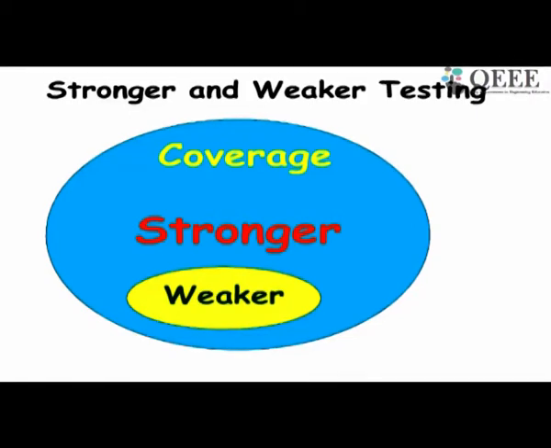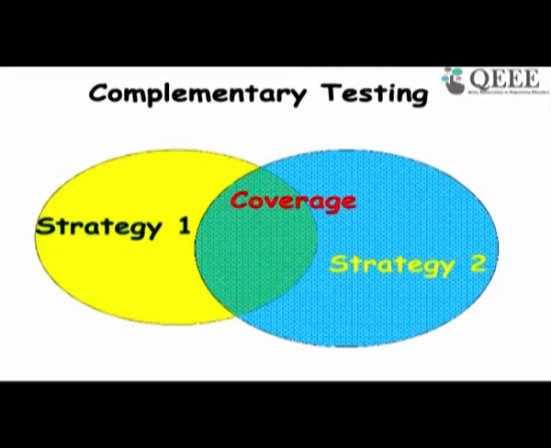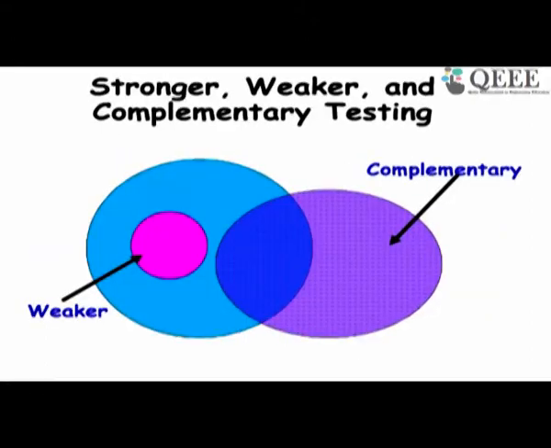So many times you can compare coverage based testing techniques as to which one is weaker and which one is stronger, but sometimes they may be complementary. Only some elements are common, but there are some elements which strategy 2 does not cover, and some elements which strategy 1 does not. Then we will have to do both types of testing. So if we are doing this blue one, we don't have to do the red one, but the violet and blue we will have to do, because they are complementary testing.